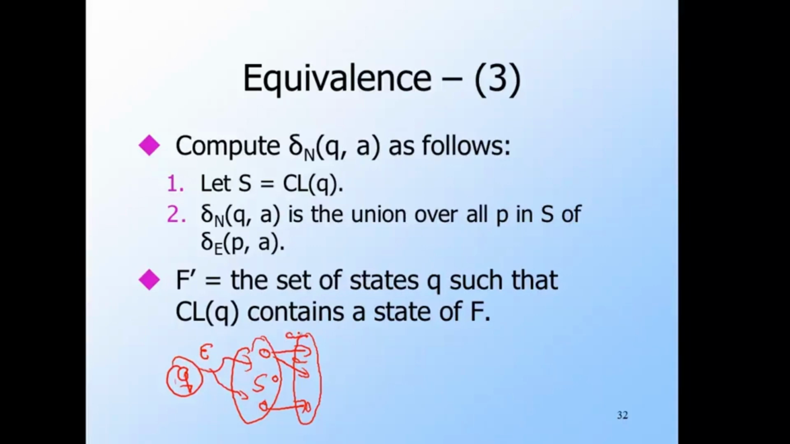Okay. Now, F prime, the set of final states of the ordinary NFA, is the set of states Q such that the closure of Q contains a state of F. That's the thing that, again, allows you, if there's an epsilon path to a final state, then this state gets the same accepting power that wasn't needed in the epsilon NFA.